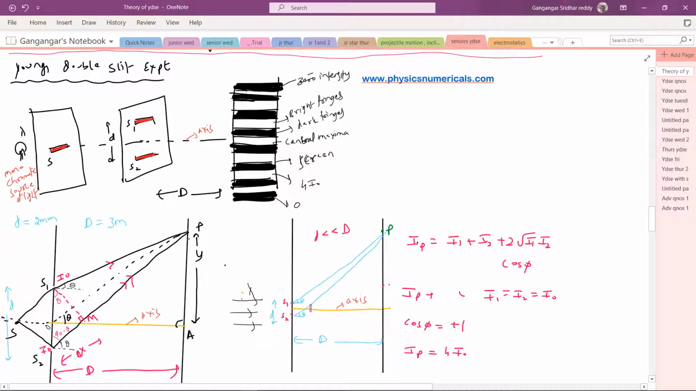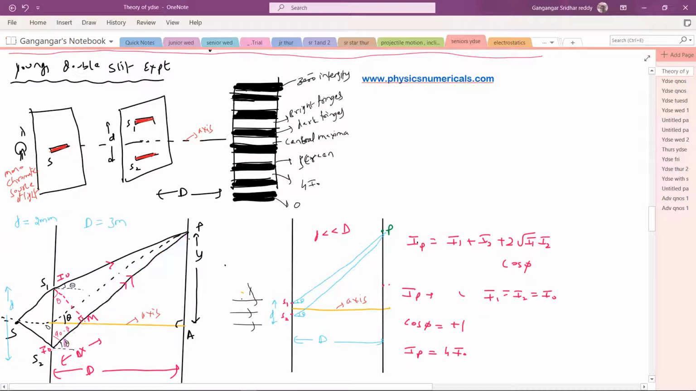Any reason why two lines will make the same angle? Because small d is very much less than capital D. Look at it once again, I'm highlighting. This d will be very much less than capital D because of this condition. Almost in all YDSE setups, the conditions will be of this kind. So is it justified? The line joining S1P and the line joining S2P both will make the same angle theta with horizontal.